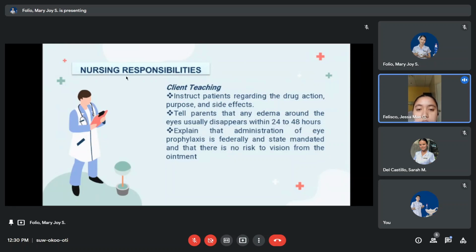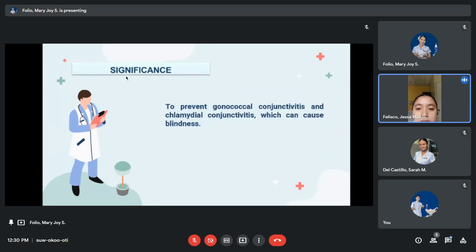Okay, for the client teaching, we need to instruct the patients regarding the drug action, purpose, and side effects. Tell parents that any edema around the eyes usually disappears within 24 to 48 hours. And lastly, explain that administration of eye prophylaxis is federally and state mandated and that there is no risk to vision from the ointment. Next slide, please. For the significance, this is to prevent gonococcal conjunctivitis and chlamydial conjunctivitis, which can cause blindness. Next slide, please.